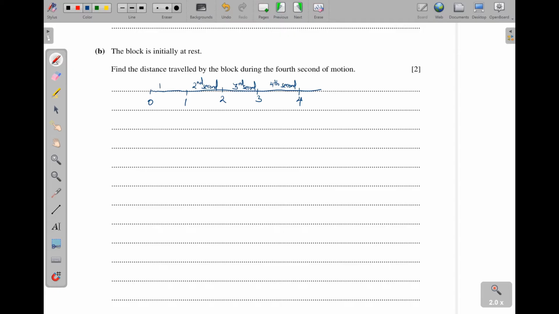Then this one is the first second. You see? Now, if we want to get the distance traveled in the fourth second, we shall get the distance traveled in the 4 seconds. Okay? I can let that be S4. And then I subtract off the distance traveled in the 3 seconds. Okay? I can call that S3.